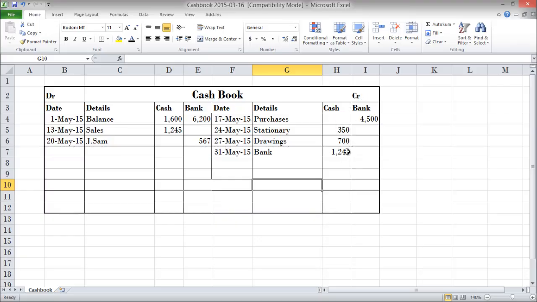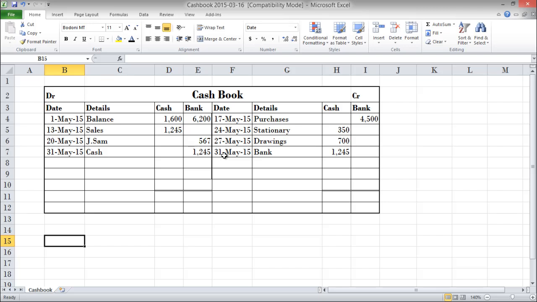First we need to credit our cash with 1,245. The details we put in here is bank, because where will the money be deposited? Into our bank account. And then to complete the transaction, we debit the bank, because we took from the cash, we decreased the cash and we increased our bank account. So we credit our cash because our cash decreases, and we debit our bank because our bank increases.